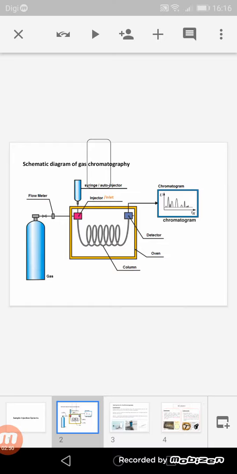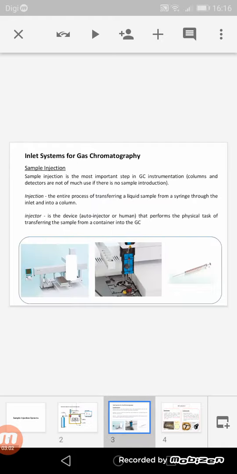Then the sample will travel through the column, and it will pass to the detector. Finally, the response will be transferred in the form of a chromatogram. The inlet system in gas chromatography is very important because sample injection is the most important step in gas chromatography.